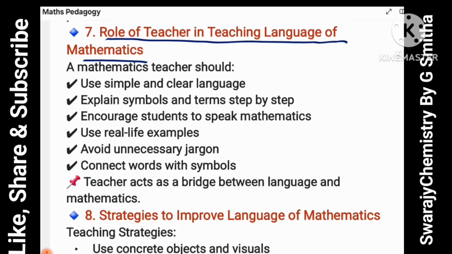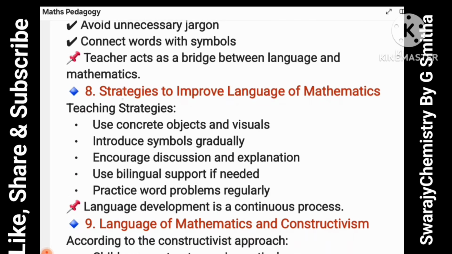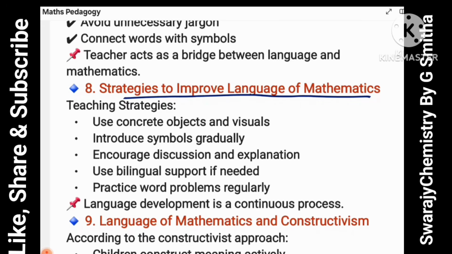So our next concept is strategies to improve language of mathematics. Some effective teaching strategies include using concrete objects and visuals, introducing symbols gradually, using bilingual support when required, regular practice of word problems. Please remember, language development is a continuous process.